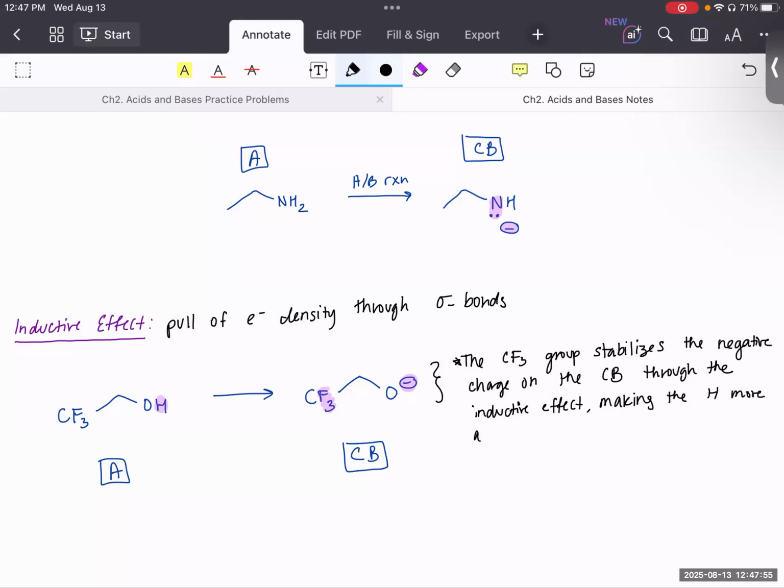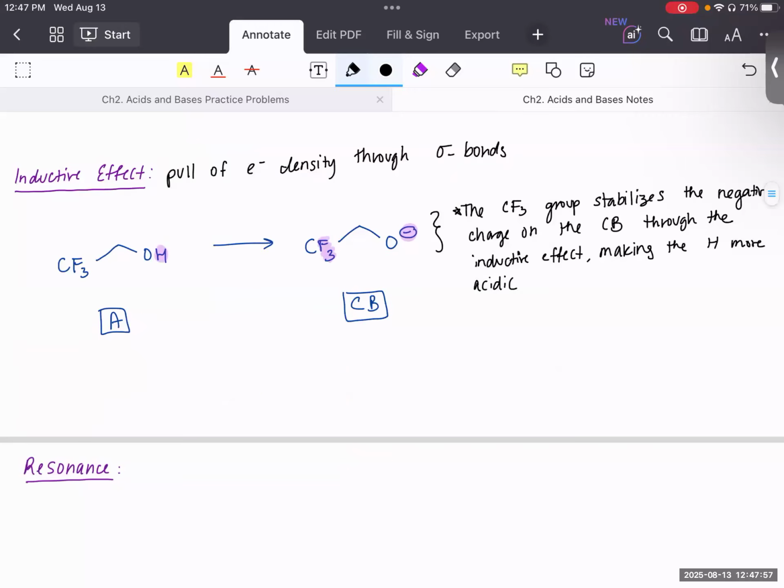And so this effect is dependent on two separate factors, the proximity of the electron withdrawing group. So the closer that electron withdrawing group is to the conjugate base, the stronger it'll be. And then also the electronegativity of the atom itself.